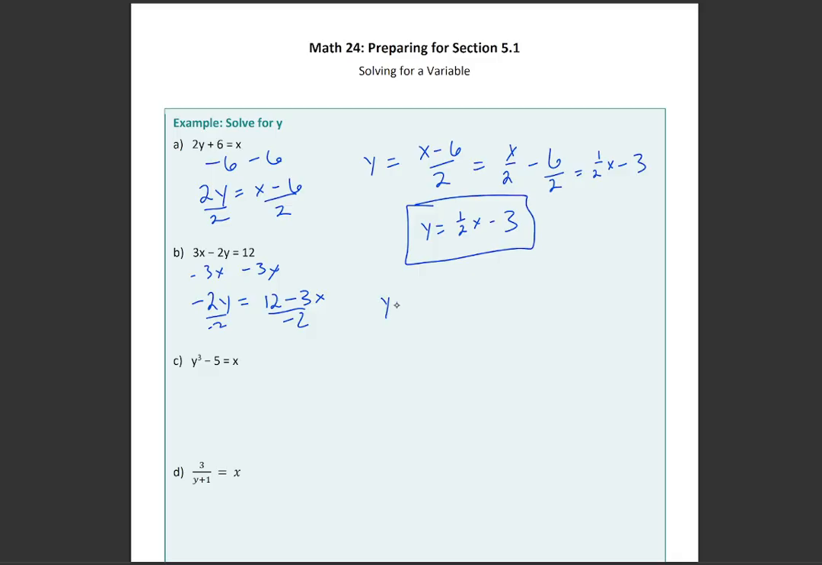And we get y equals 12 minus 3x over 2, which again, we're going to distribute that divide by 2, and we get 12 over 2 minus 3x over 2. This, of course, then simplifies to 6 minus 3 over 2x. So there's our next example of solving for y.